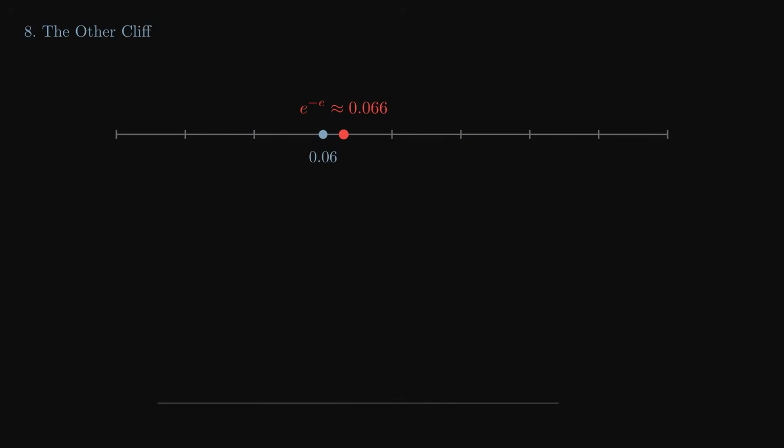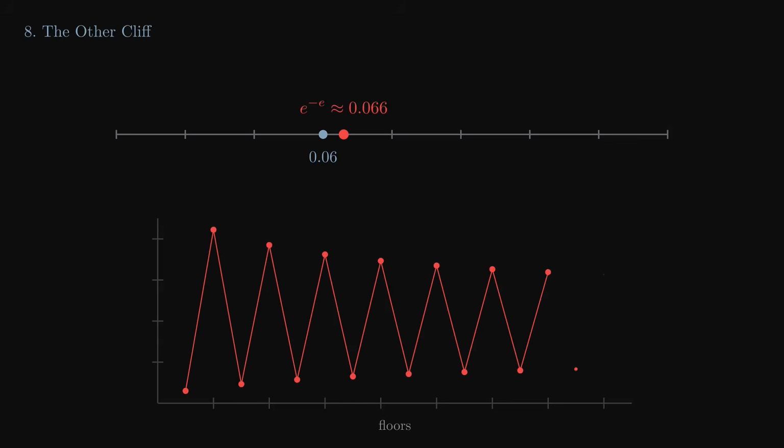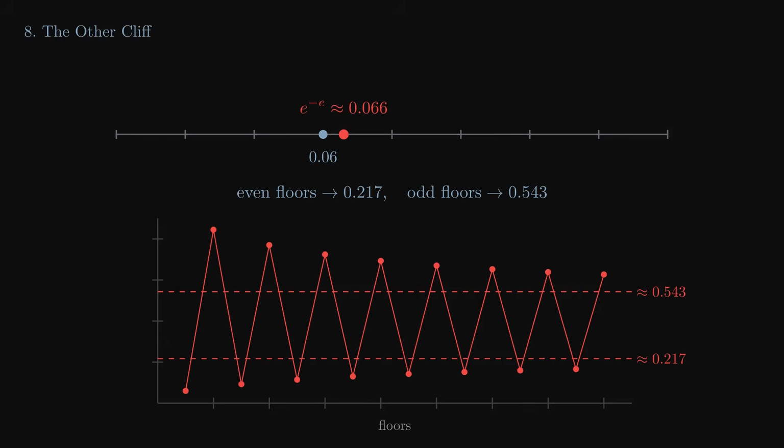Drop the base to 0.06, a touch below the cliff, and the running values refuse to pick a single home. They start to swing. High, then low, then high, then low, forever, bouncing between two separate values, near 0.22 and near 0.54, and never choosing. The tower has not exploded, the way it did on the tall side. It has split. The even floors approach one value, and the odd floors approach a different one, and the structure oscillates between them for eternity.